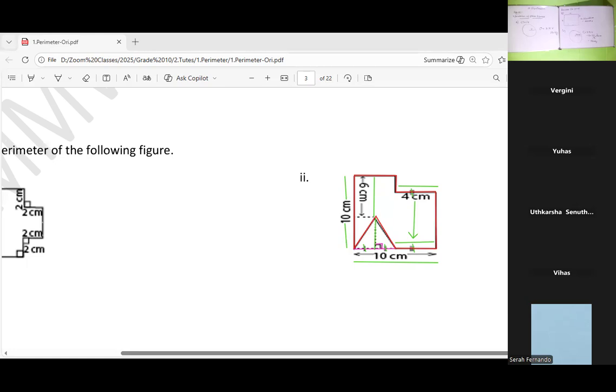Can anyone tell me what is the relationship that you are going to apply to find the length of the hypotenuse of the right angle triangle? Pythagorean relation. Yeah, super. Pythagoras relationship.